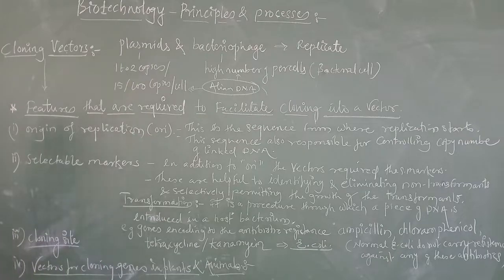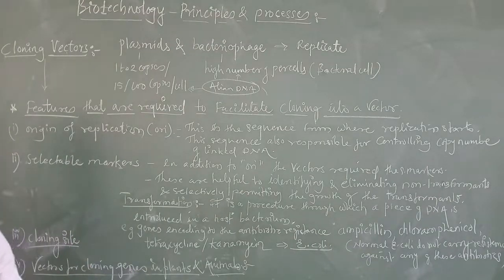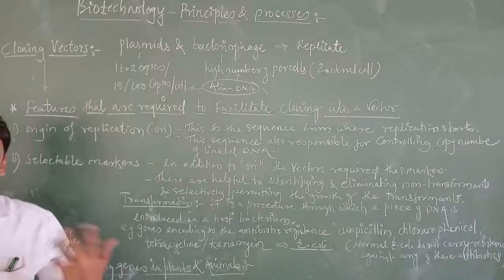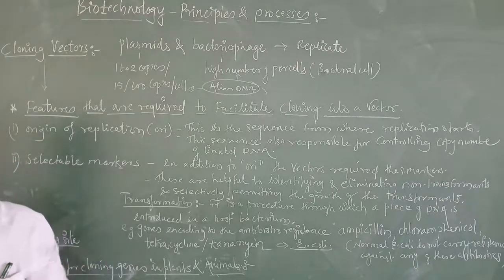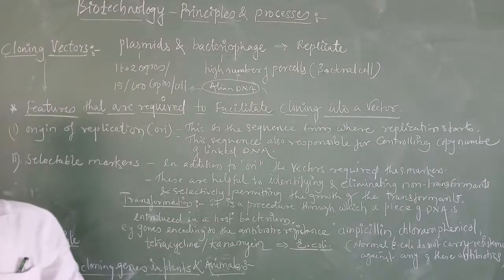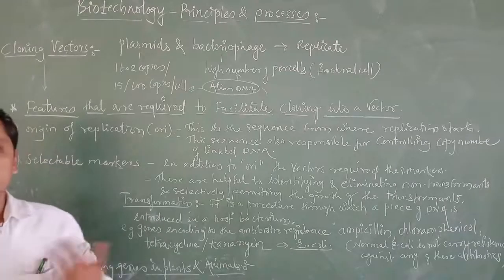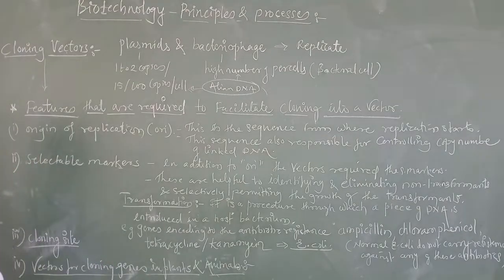In today's class, we are going to start with the cloning vectors. When we discussed the modifications in the processes of biotechnology, we discussed the origin of replication, cloning, plasmid, restriction endonuclease, DNA ligase and all. These are the tools used in biotechnology. Among these tools, I told you that the plasmid acts as a vector, which carries the alien DNA into the host organism.